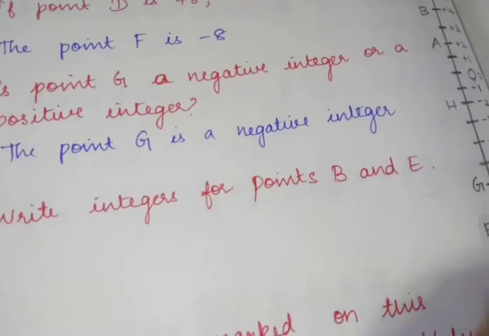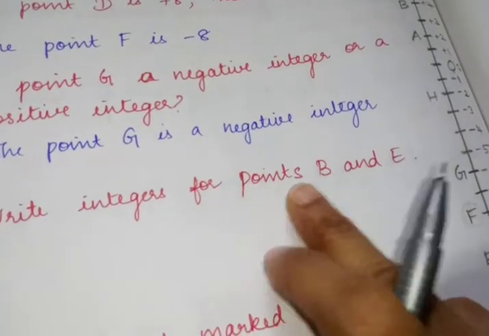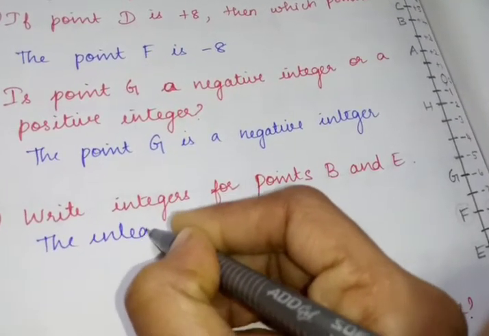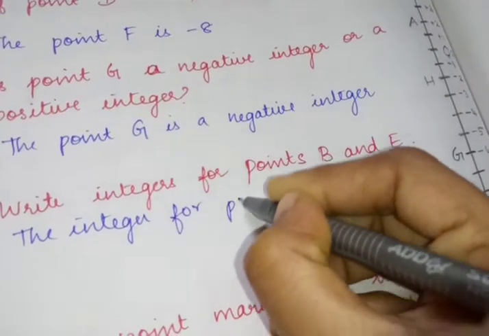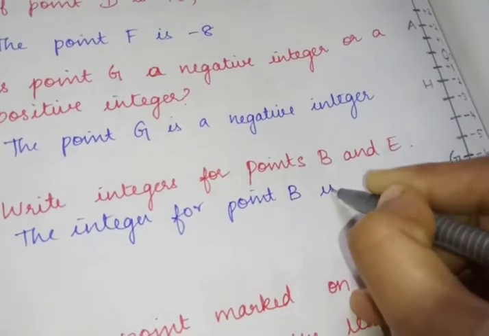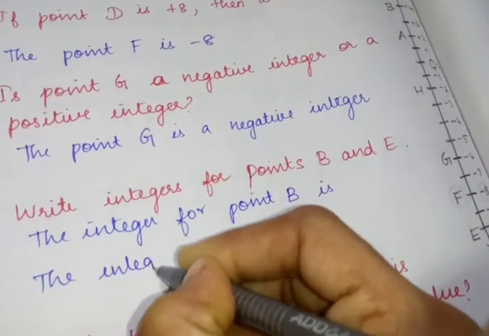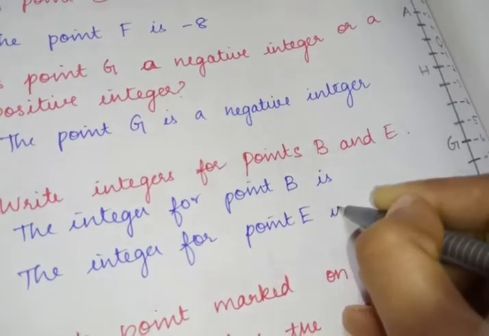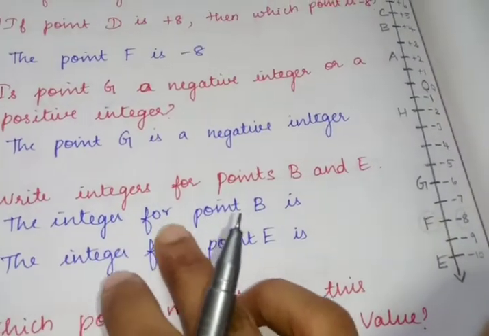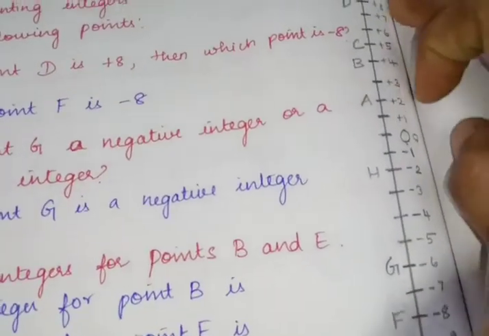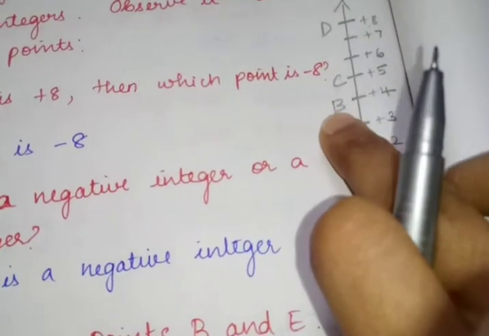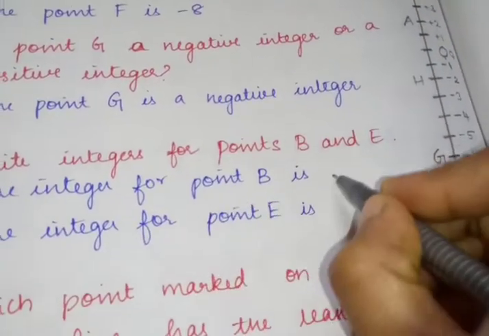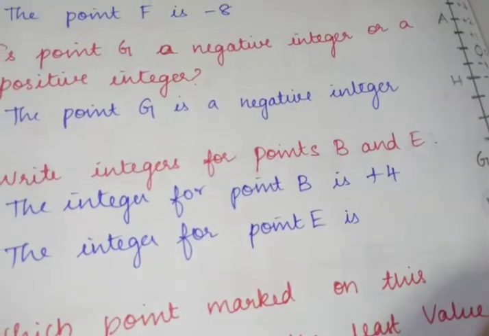Next, write integers for points B and E. So we are going to write the integer for point B and the integer for point E. So first I am going to find the integer for point B. Where is B? Yes, what is the integer given here? Plus 4. It is a positive integer. So the integer for point B is plus 4.